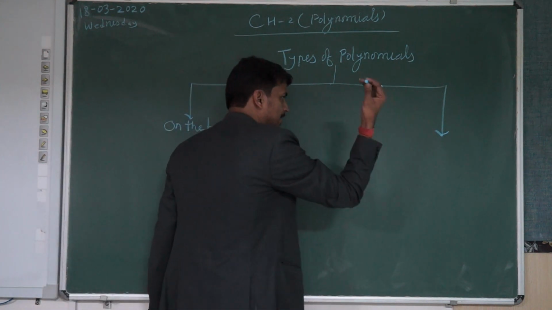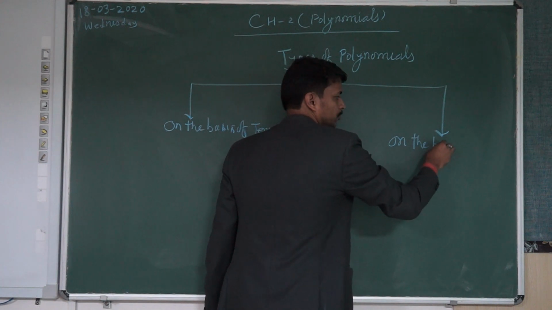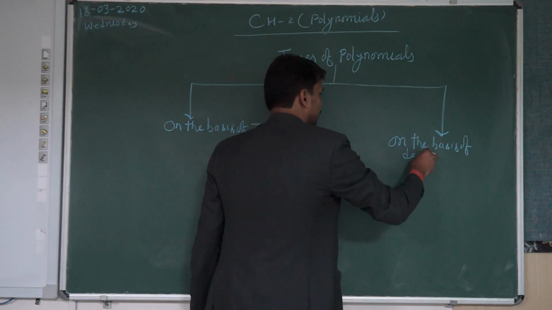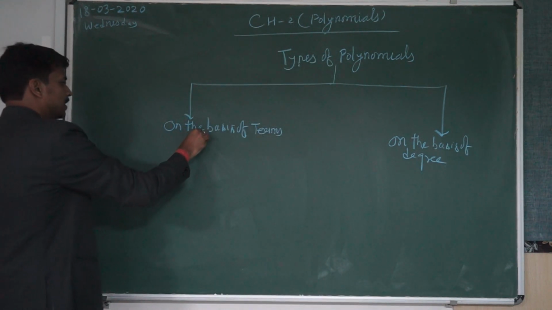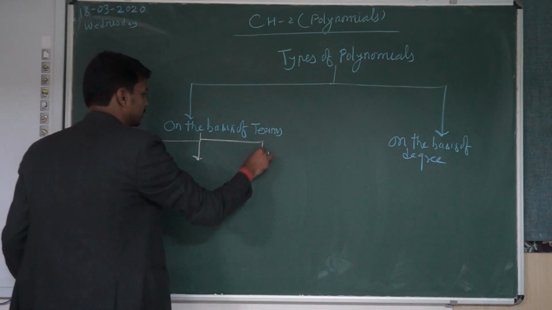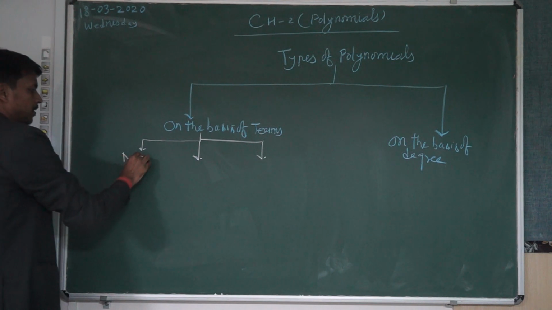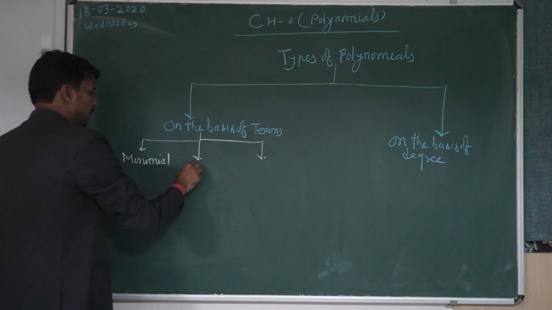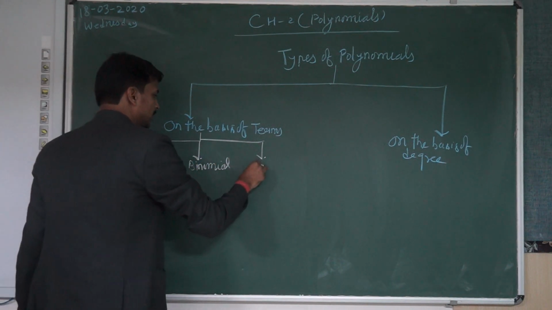and second, it is categorized on the basis of degree. On the basis of terms, everyone, it is classified in three ways, basically three ways. First one is monomial, second one is binomial, third one is trinomial.